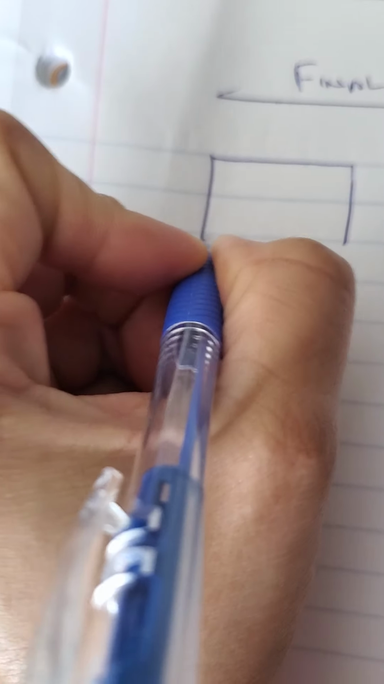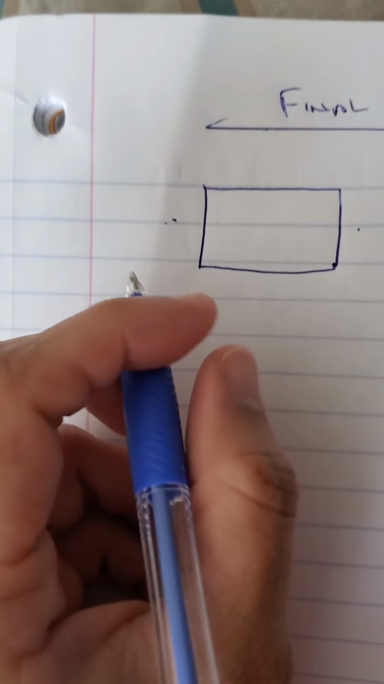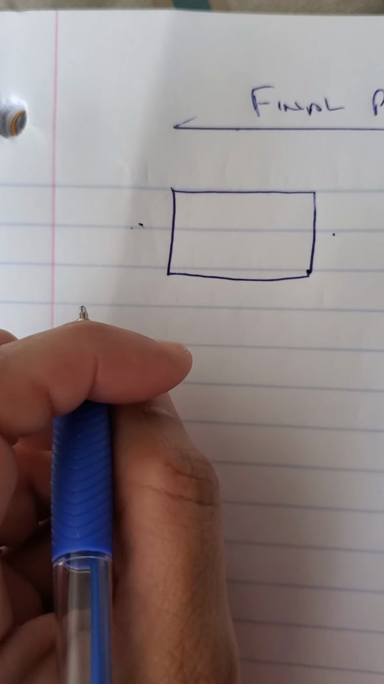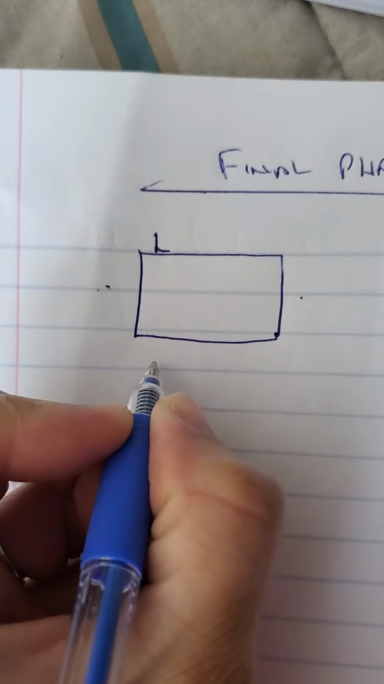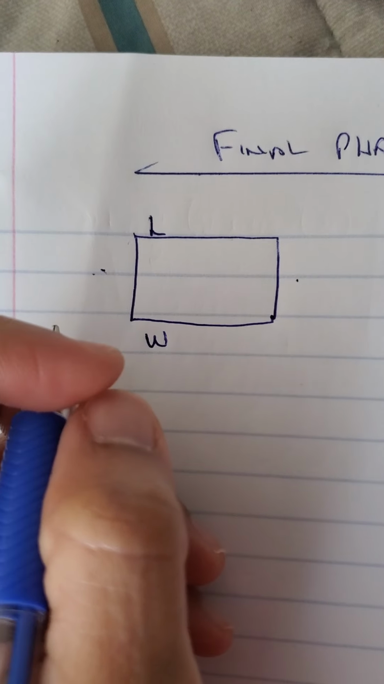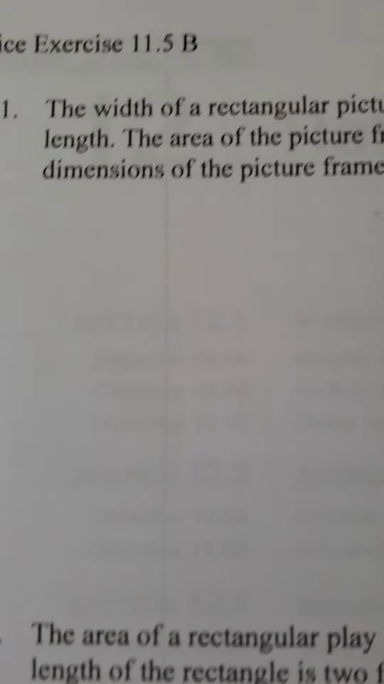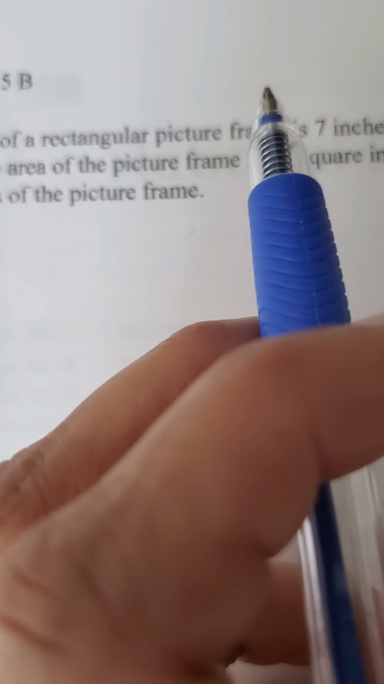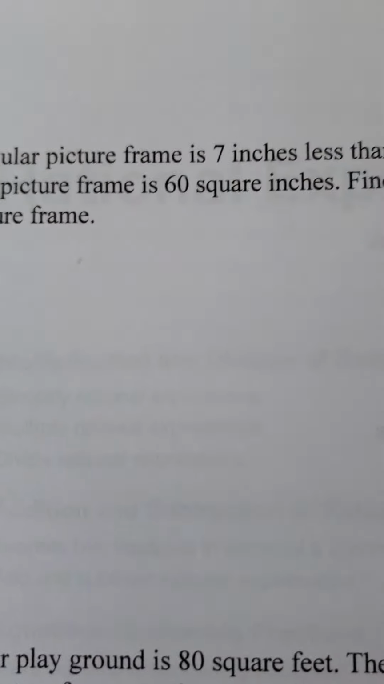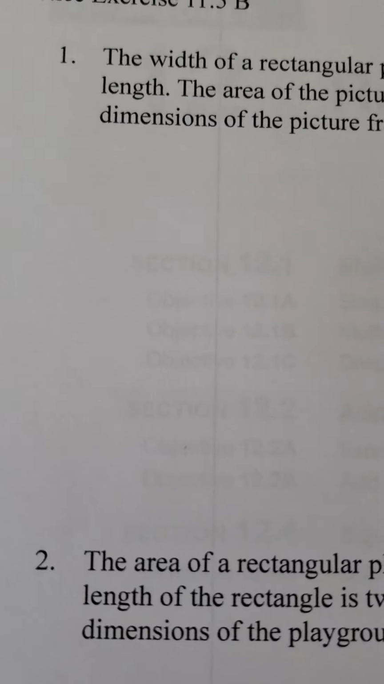So here we go. We have a rectangular frame, right? And one of the properties of a rectangle is that the opposite sides are equal. So we have the width and the length, our L and our W. And what is it saying about the width and the length? It's saying that the width of the rectangular picture frame is 7 inches less than its length.